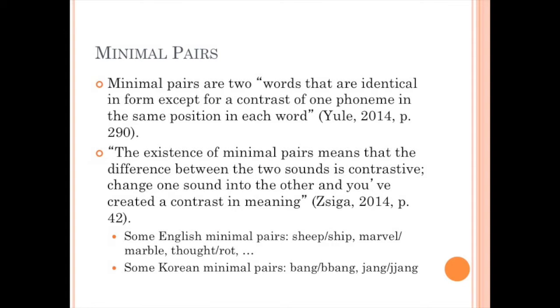Korean has a number of consonants that are meaning distinguishing in Korean, but not meaning distinguishing in English. The words bang and bang, bang and bang, are different words in Korean, just as jang and jang are. In English, this sound contrast does not occur. These words would not be a minimal pair in English.